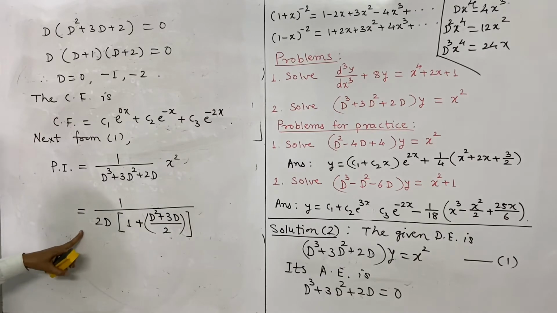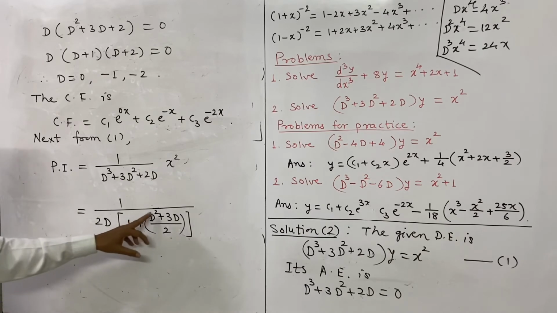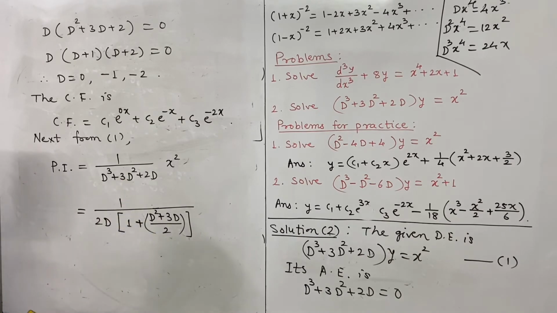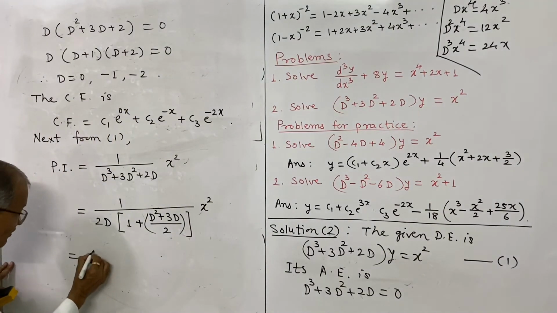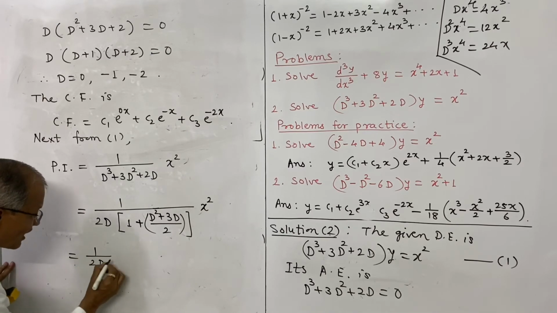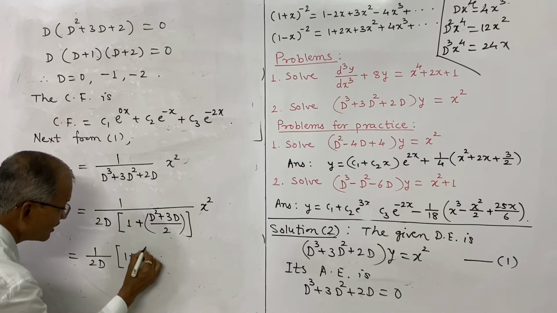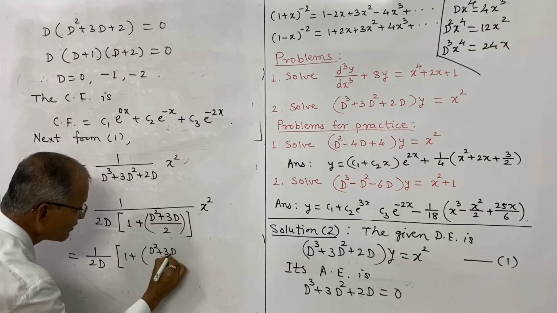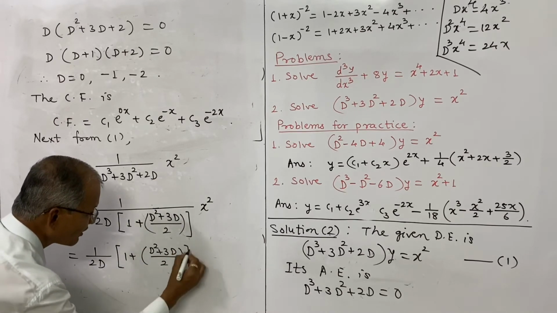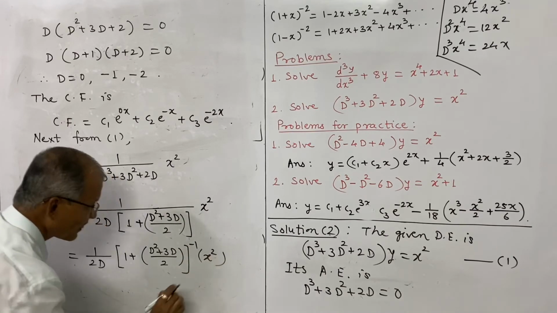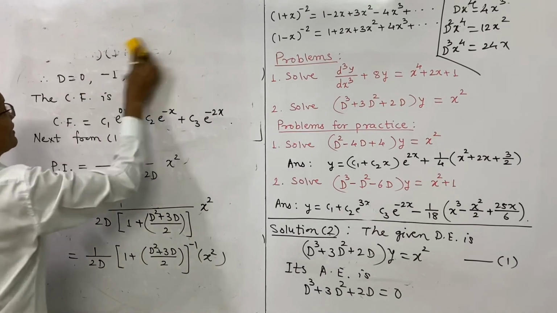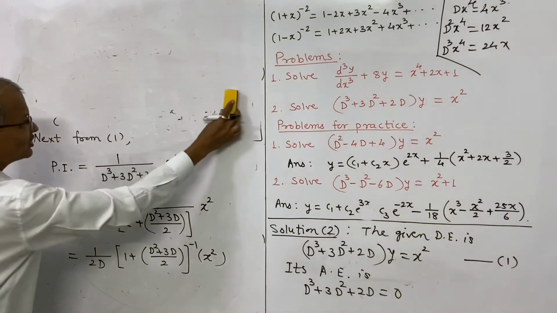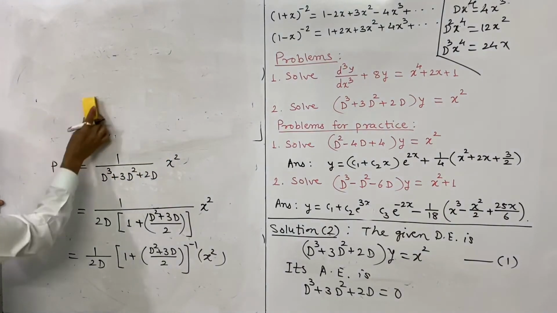You should check it, or this can be put in a bracket. So verify this, it is easy to verify. And yes, 2 cancels 2, d cube, and this is 3d square, it is right, over x square. And next we should write this as 1 upon 2d separate, and this bracket 1 plus d square plus 3d divided by 2 raised to the power minus 1 operated on x square. Now we should expand this, using the expansion formula as earlier.